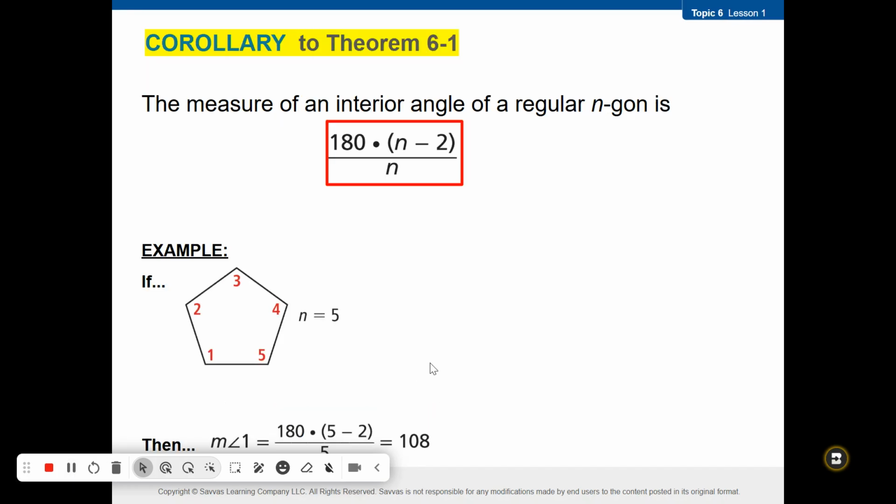Okay, so this is the corollary that you should also write either in the blue area or on the back of your foldable. So this is the corollary to the interior angle sum theorem. And basically what this is saying is the measure of an interior angle of a regular, this is the key word here, regular n-gon, okay? What they mean by regular, who remembers what the term regular means? It's mentioned a couple of times this semester already. Who remembers?